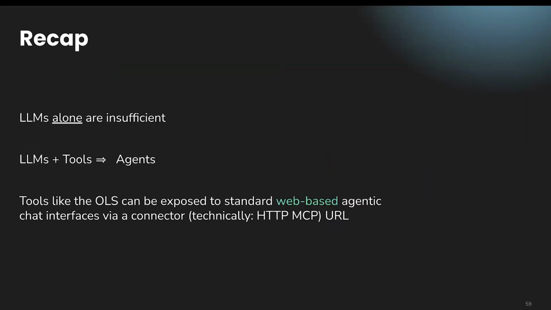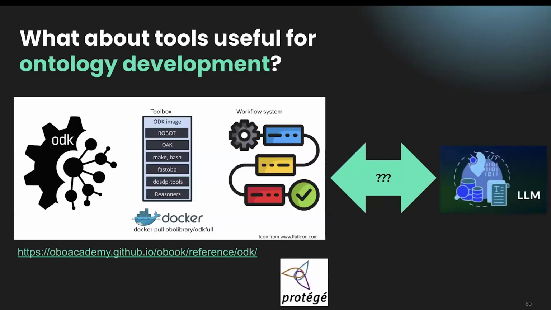All right, so far so good, but what about all of the tools that we have for ontology development? How can we use those in ChatGPT or in Claude? So again, I'll go over very briefly some of the tool chains that we use for ontology development.